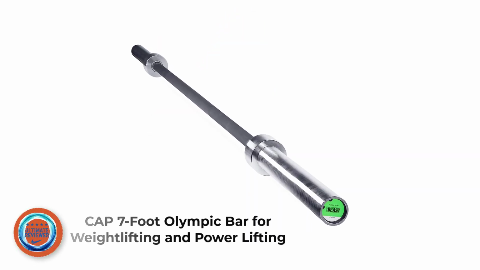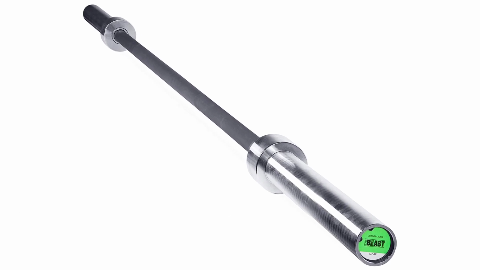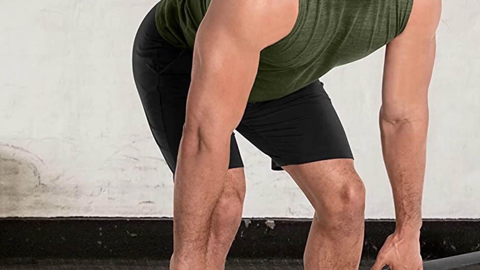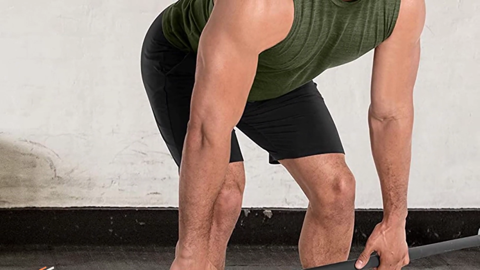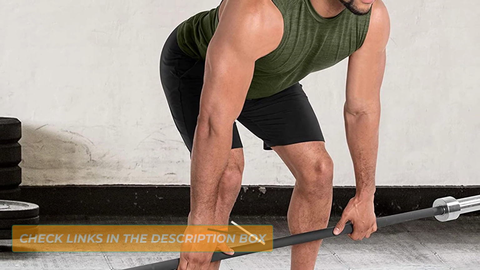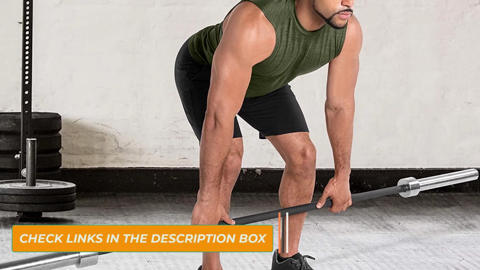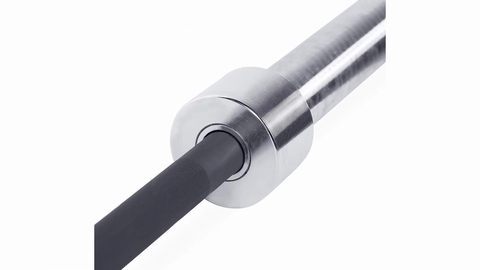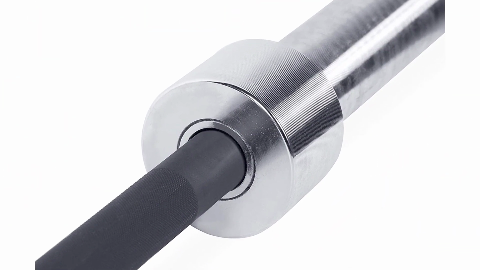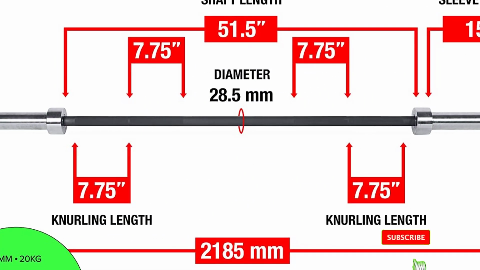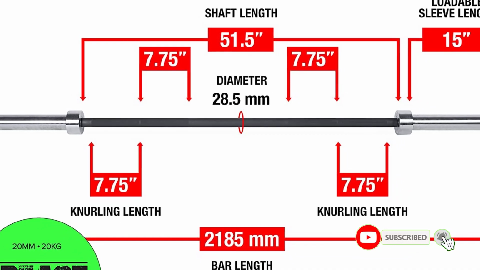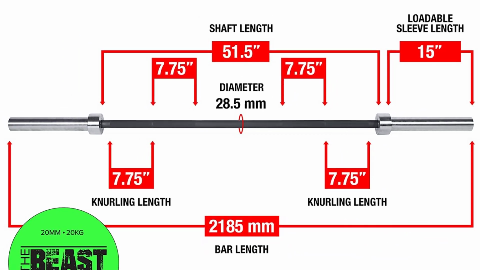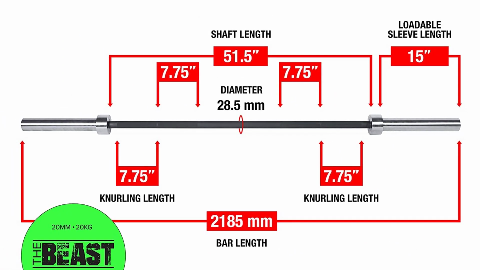Number 4. Cap 7-foot Olympic Bar for Weightlifting and Powerlifting. If you're serious about strength, you should buy a bar that's at least 165,000 psi, with 185,000 and above being ideal. With that out of the way, the Cap 7-foot Olympic Bar is available in 7 options. The most reasonably priced option is manufactured from Japanese cold rolled steel, has a 15 inch sleeve length, and a tensile strength rating of 110,000 psi. This bar is called the Beast and is an entry level bar. It's best used for moderately heavy workouts.